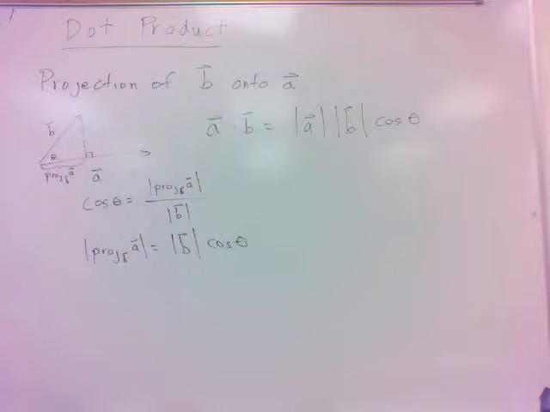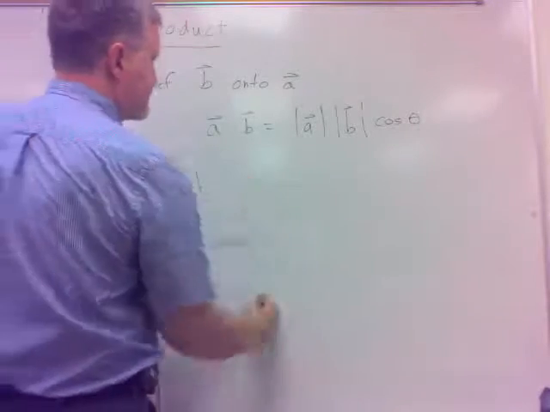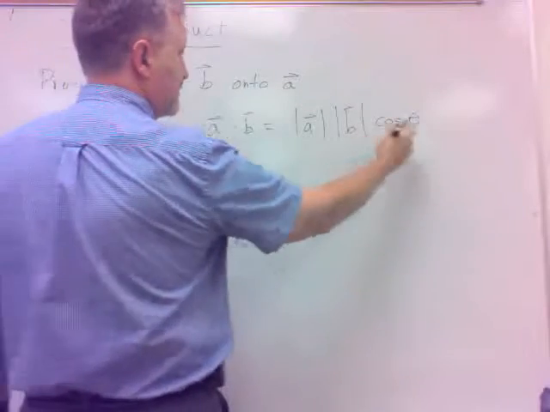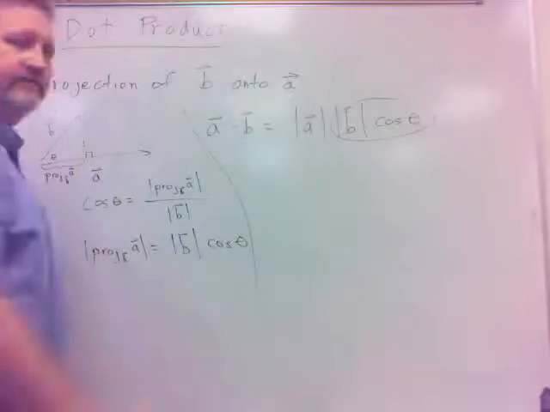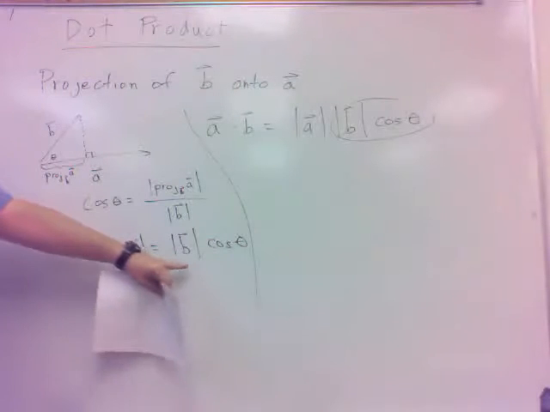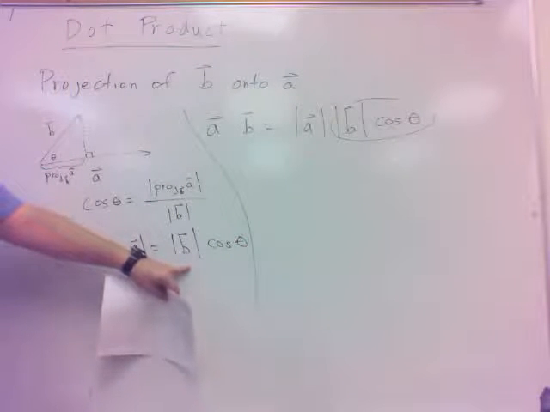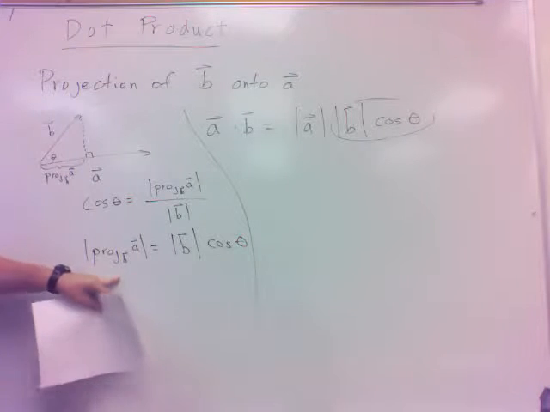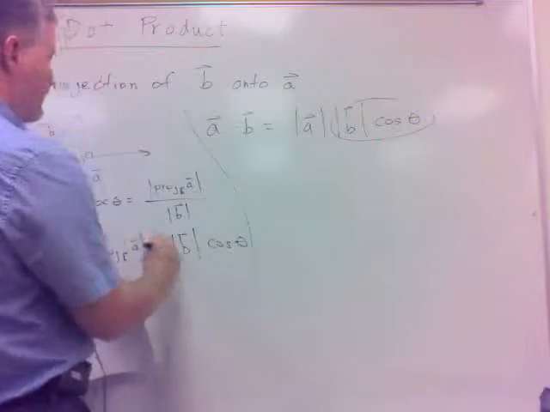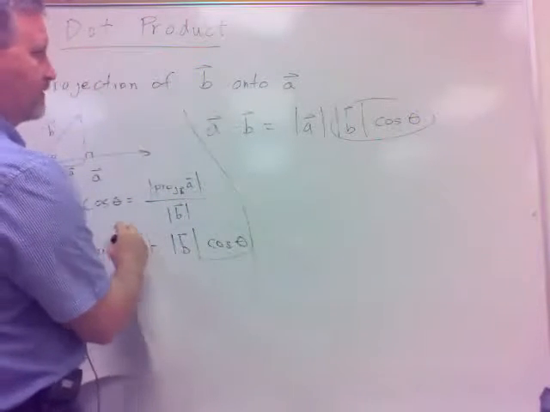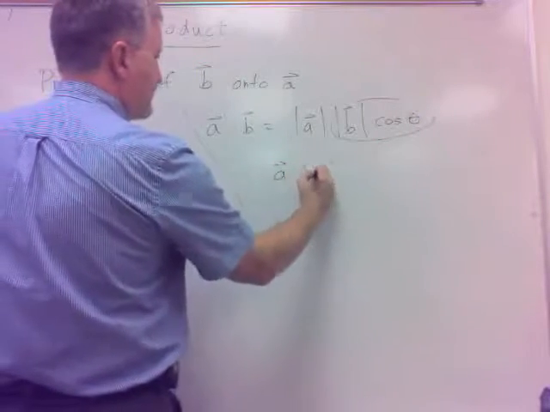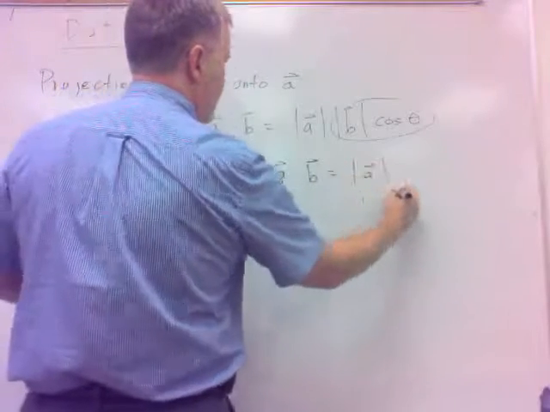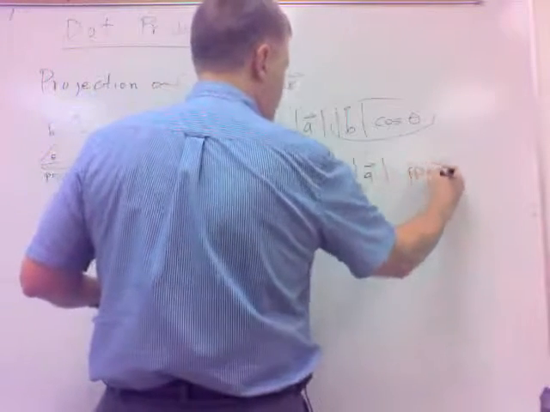Now, if we go up here and solve for the same thing, magnitude of B cosine theta, we could just substitute this for that. All right, so this is equivalent to that, and so we've got A dot B is equal to the magnitude of A times the projection length.